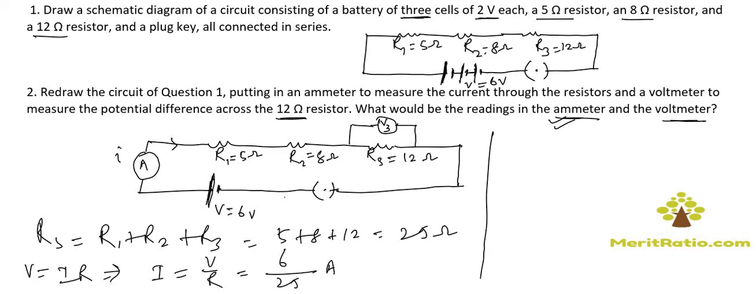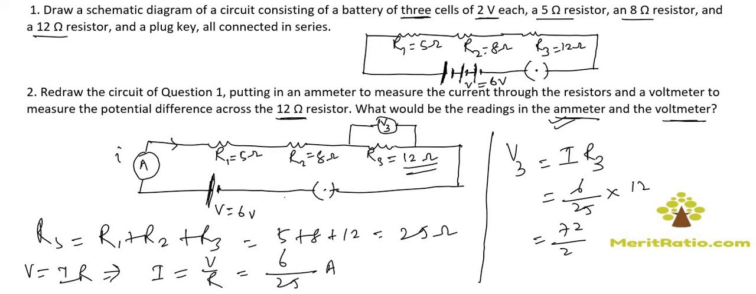Again in this question it is asked to find the value of potential across the 12 ohm resistor. So V3 can be written as I R3. The value of I we recently got, 6 upon 25, into R3, 12. How much will it become? 72 upon 25 volt.